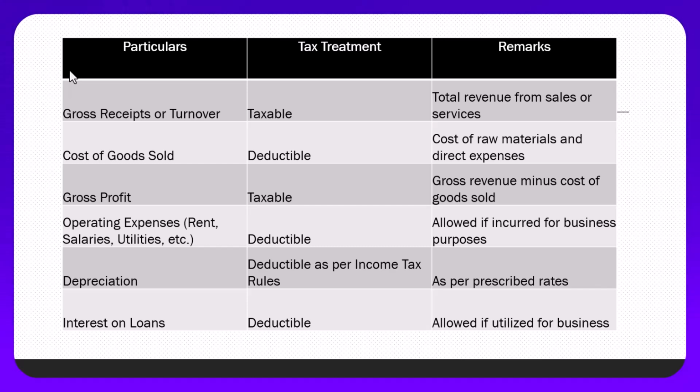So let's understand that. So cost of goods sold, deductible. So then you get a gross profit, which is taxable. From gross profit, your salaries, rent, all operating expenses, you will get a deduction. Then depreciation as per income tax rules.